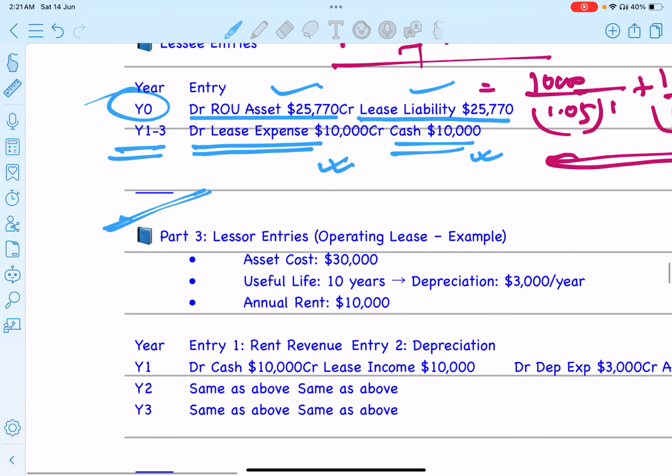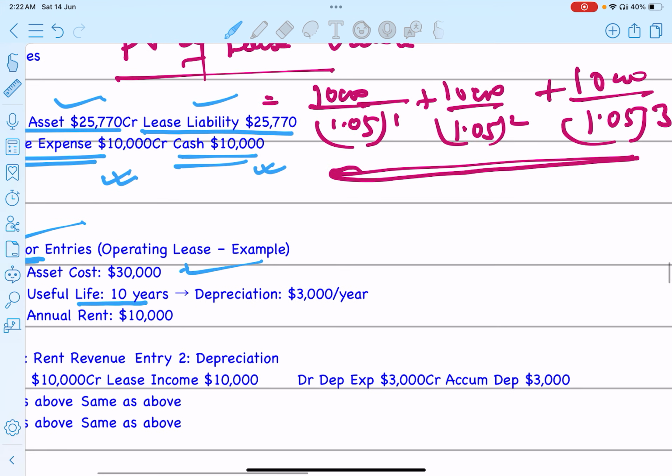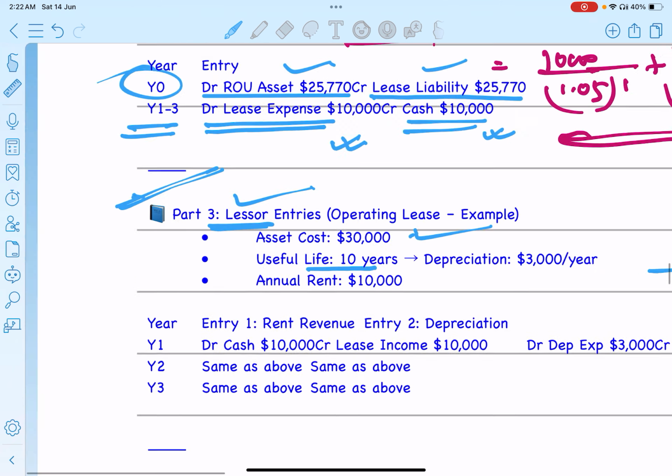So for the current example, we will make the entry in the book of the lessor. Here, the asset cost was 30,000, and the useful life is 10 years. So every year the depreciation is how much? 30,000 divided by 10, so it is 3,000 per year depreciation.